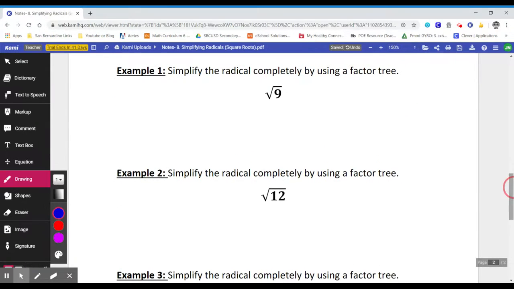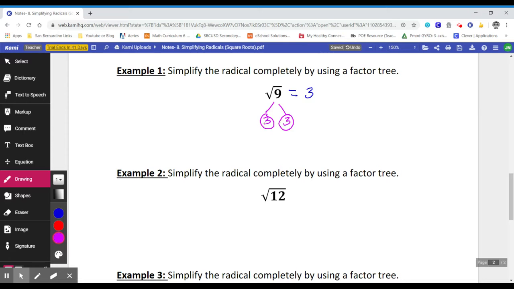So you want to simplify the radical completely by using a factor tree. That one's a perfect square, so you know the answer to that, right? The square root of 9 is equal to 3, so we know that answer is 3. However, we're going to do it using a factor tree. So if I do it using the steps, I would actually break this apart and say, okay, this is going to be the factor of 3 multiplied by 3. I cannot break this up anymore, so I'm going to circle it.